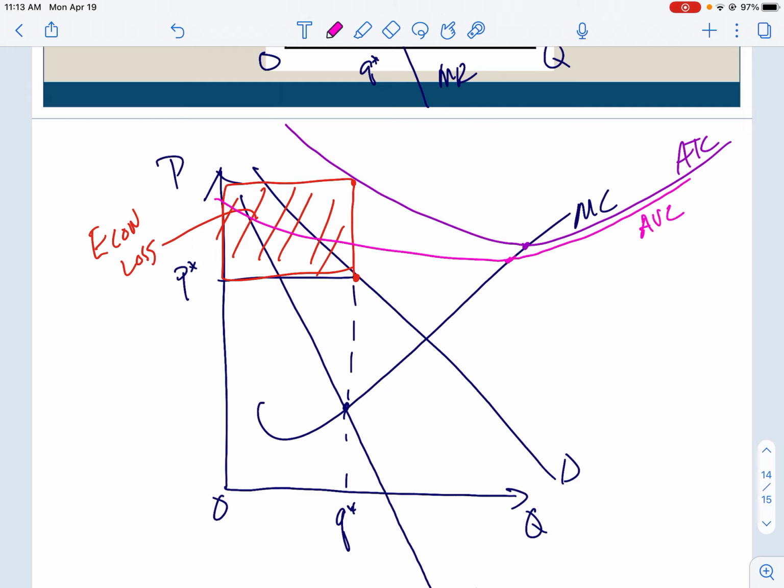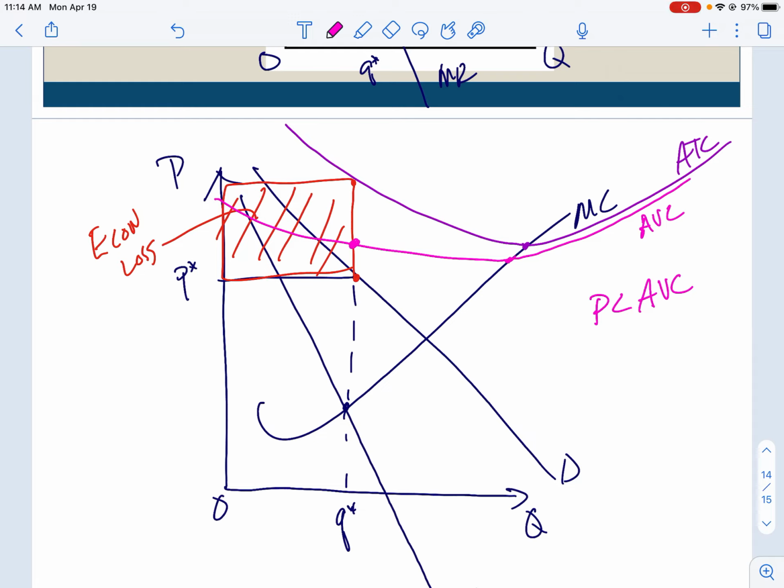It still hits its minimum where marginal goes through. But what if at Q star, the price I can sell it for here, and my average variable cost is up here, which means that price is less than average variable cost. That means that if I stay open and produce, the price I sell it for does not even cover the labor and the raw materials and the other variable costs of production. So if that's the case, if I stay open and operate, I lose even more money, right?